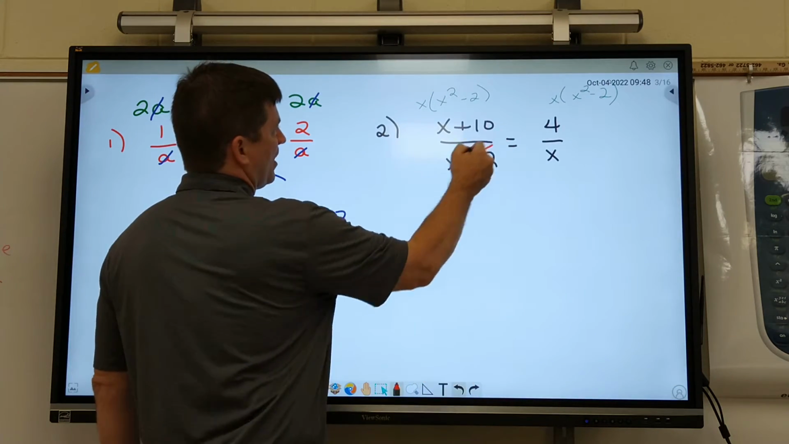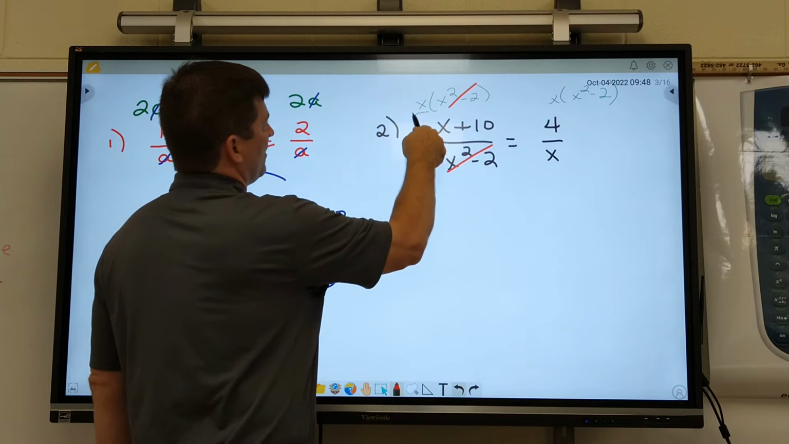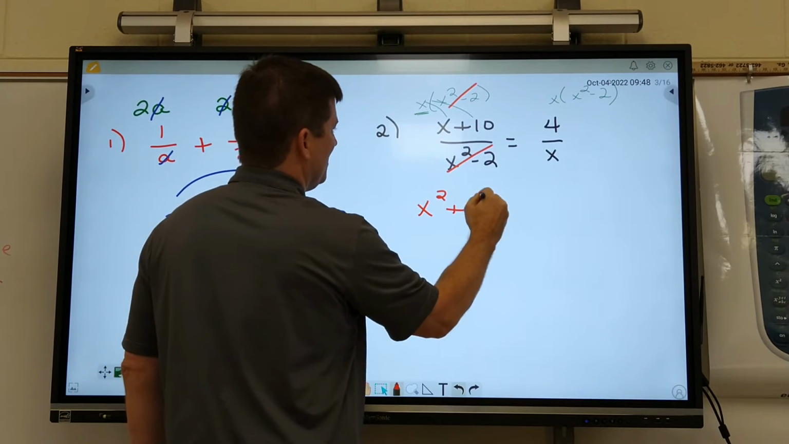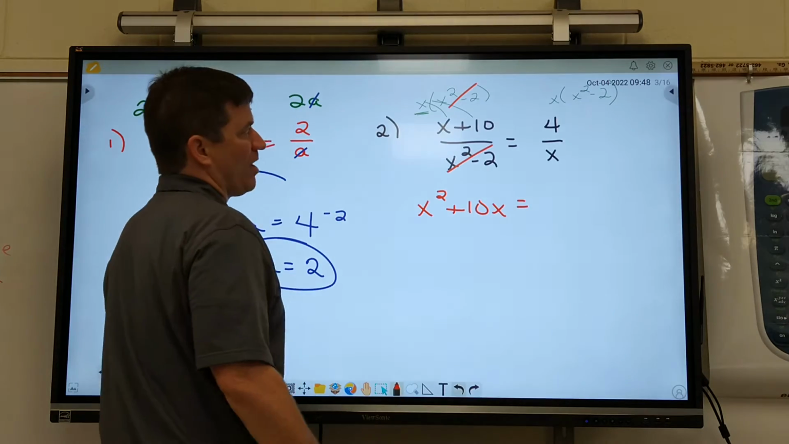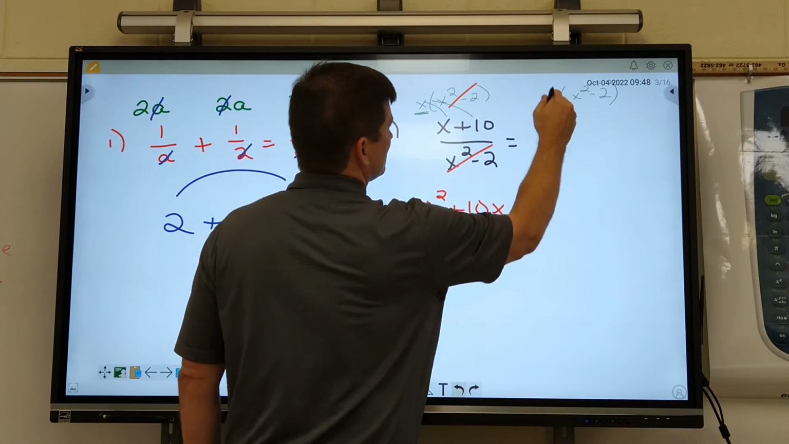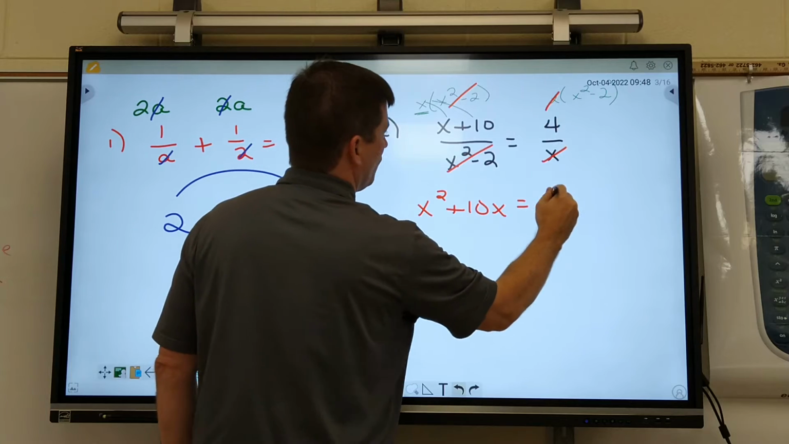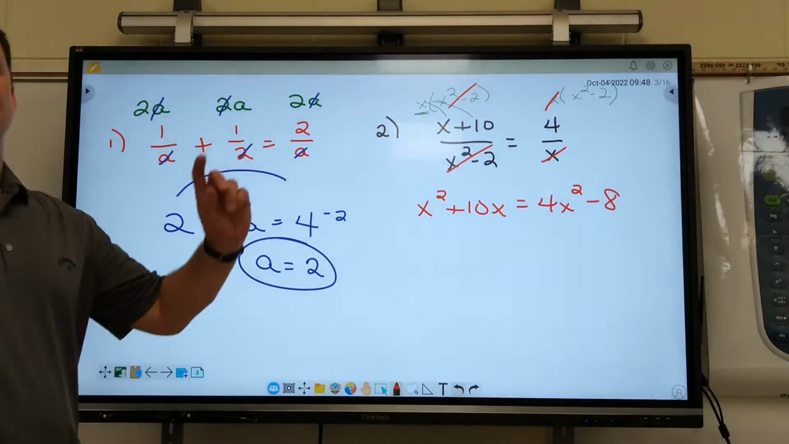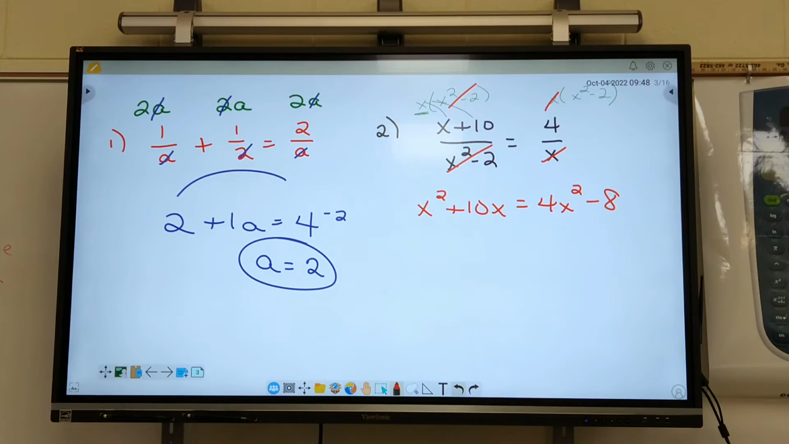All right, so I can mark out x squared minus 2. I got an x left over, so I got to distribute. So that's x squared plus 10x. All right, right side, I mark out the x's. You got to distribute. So I got 4x squared minus 8. All right, I'm going to get everything on the right side, do quadratic formula.